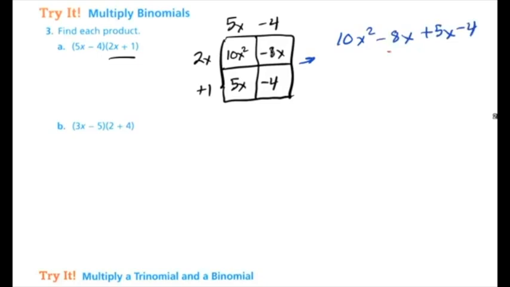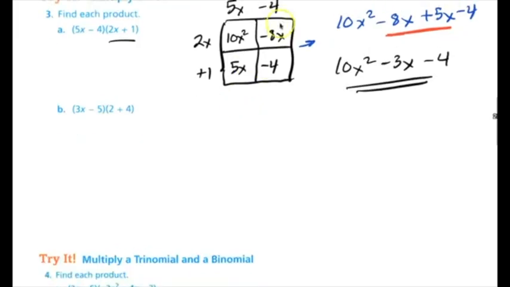And then right here, we're going to add up the like terms. Those two are both x's. We can add them up, and we can get 10x squared. Now, negative x, positive 5. These are different signs. Anytime you have different signs, you subtract. The difference will be 3. And then you keep the sign of the bigger number. My bigger number is negative. It'll be negative 3x minus 4.